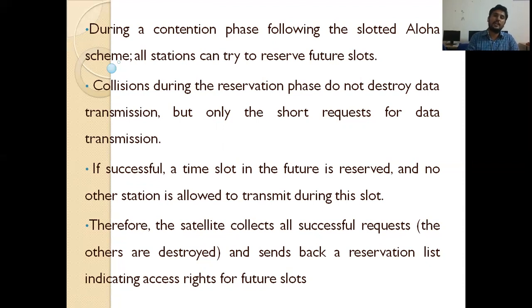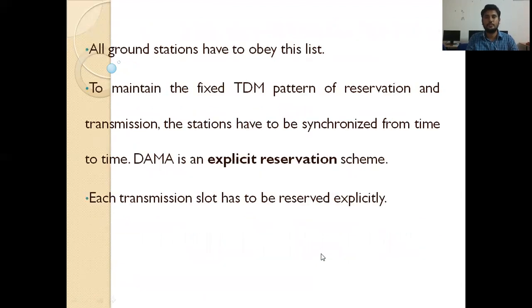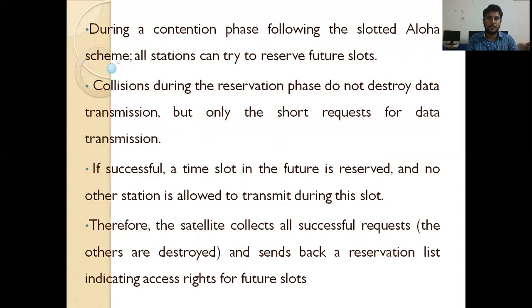Therefore, the satellite collects all successful requests and sends back a reservation list indicating access rights for future slots. All ground stations have to obey this list to maintain the fixed TDM pattern of reservation and transmission. The stations have to be synchronized from time to time. So reservation Aloha is an explicit reservation scheme. Each transmission slot has to be reserved explicitly. So this is about reservation Aloha.